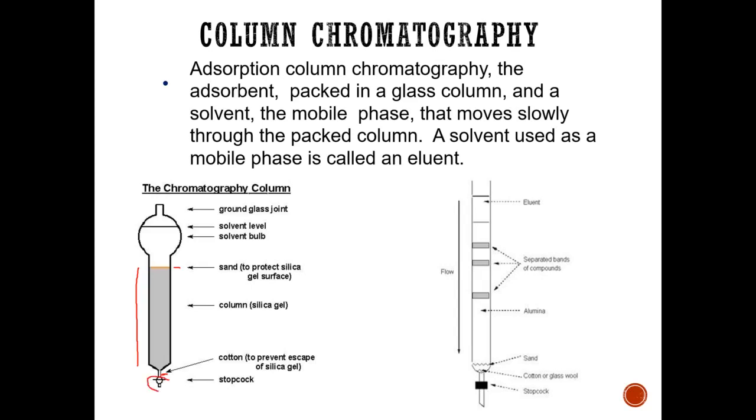A stopcock is used to maintain the flow of the mobile phase. Here we can see the structure. Up to here the solvent level, that is the mobile phase, is filled, for the continuous flow of the mobile phase throughout the column to elute the samples. Here we can see the eluent.